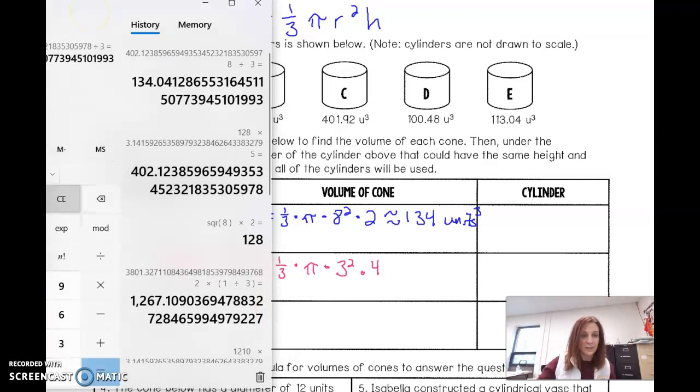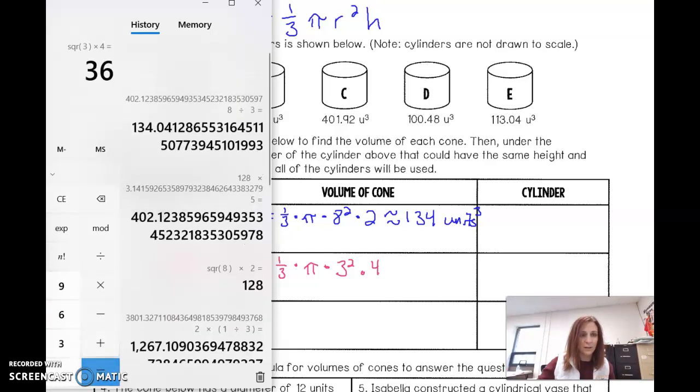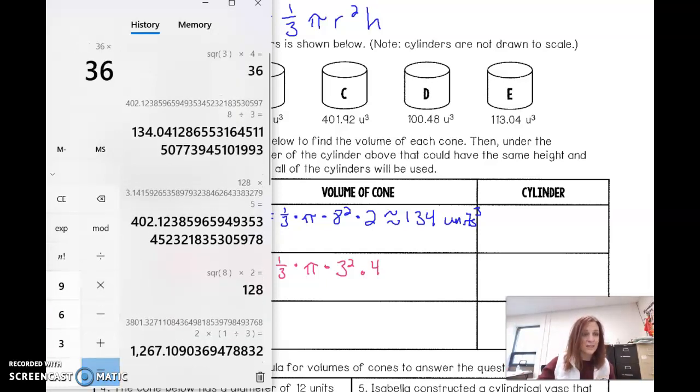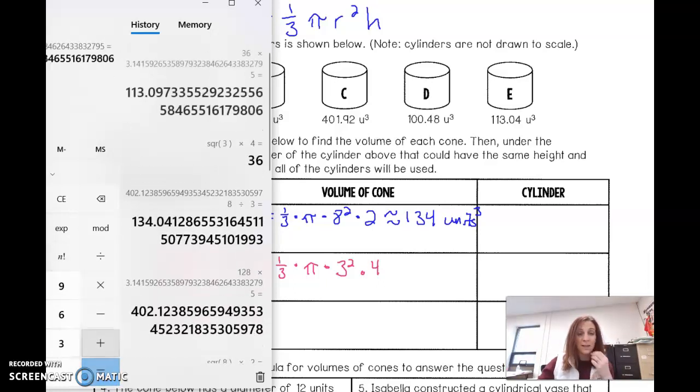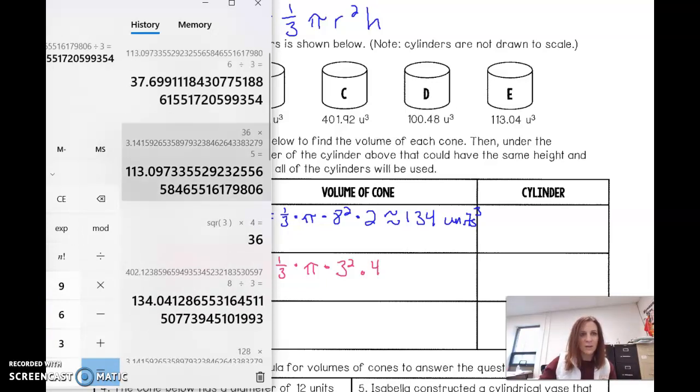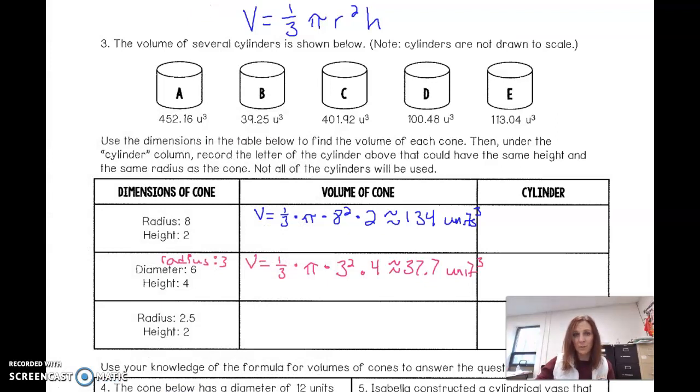And again, you can kind of see what I'm doing here, right? I'm going to go 3 squared times 4, our height. Again, we can multiply in any order, times pi. And you can multiply it by 1/3 or remember, divide by 3. Same thing. And I get about 37.7, we'll say. And those, again, since it's volume, are cubic units. All right, one more.